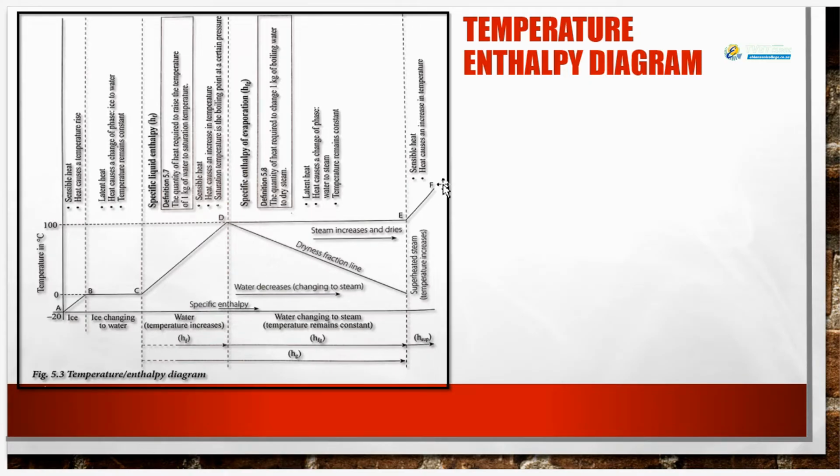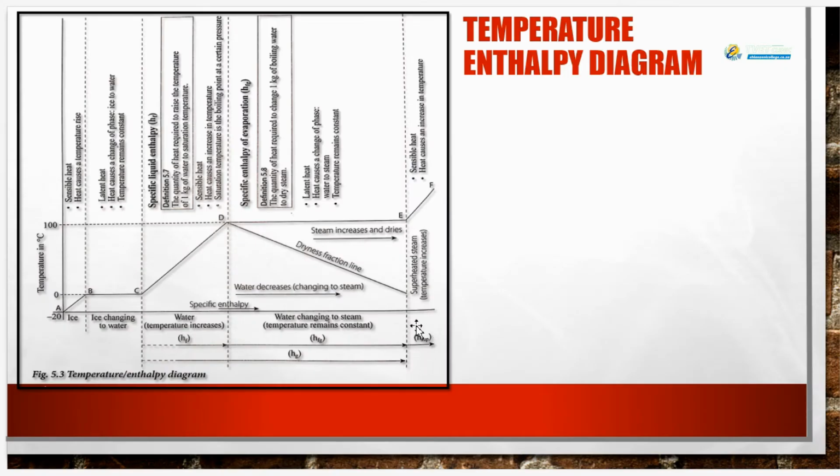Point E to point F, we are again applying sensible heat. We no longer have water, but we have steam now available, which means that we are now increasing the temperature of steam to a superheated temperature, and that is called enthalpy of superheated steam. This table, folks, in figure 5.3 represents the phase change of water from ice to steam with the change in temperature.